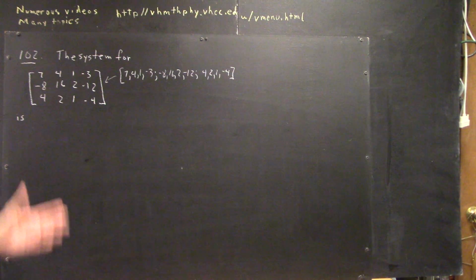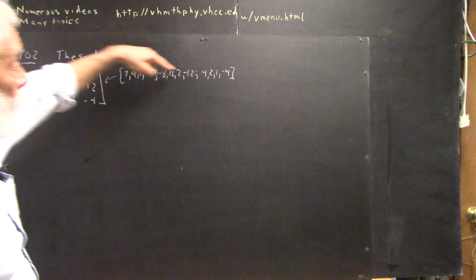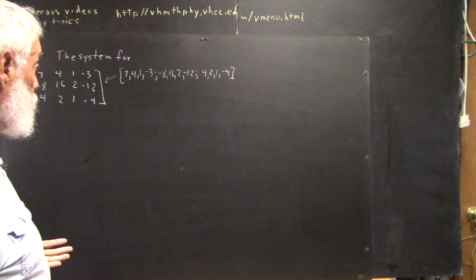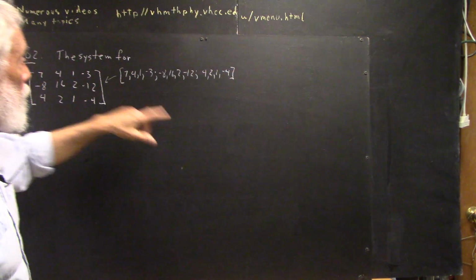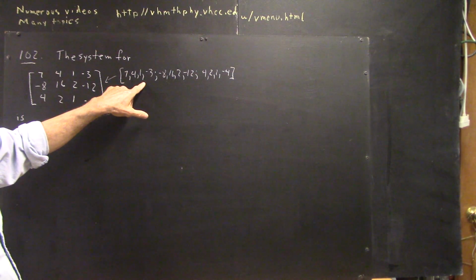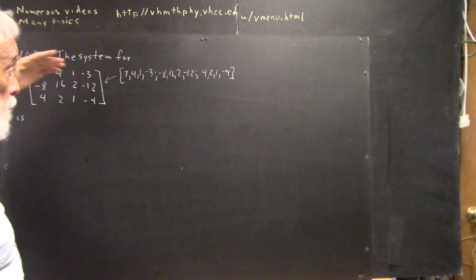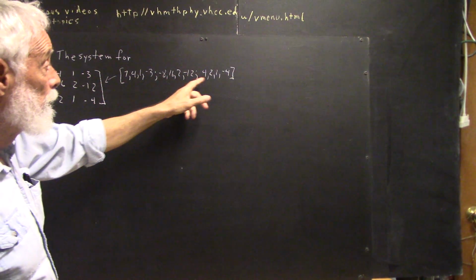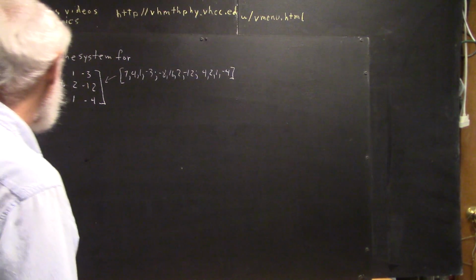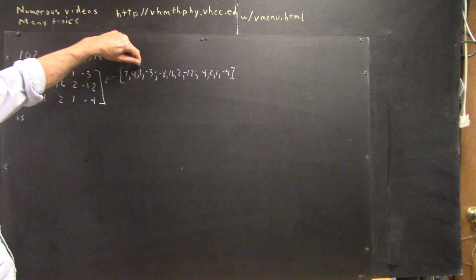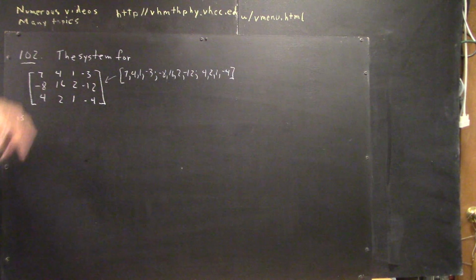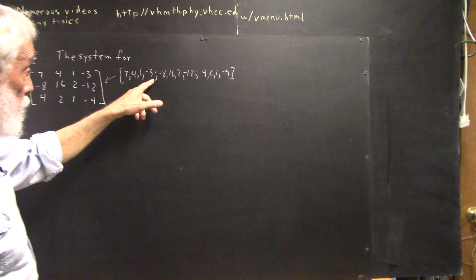Okay, problem 102 gave you this matrix, asked you to write the corresponding system of equations. Now remember, commas separate numbers in rows, and semicolons separate rows. So every time you see a semicolon, you start with a new row. So we do a row 7, 4, 1, negative 3. We don't write the commas. And then we start a new row.